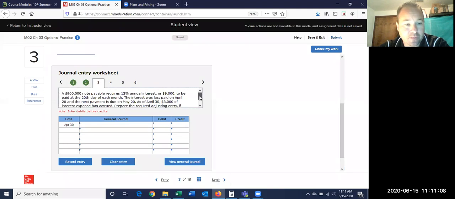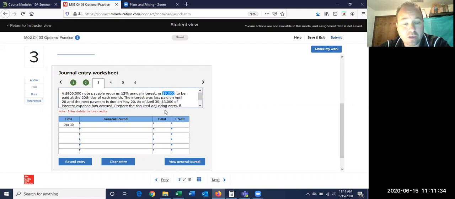Okay. Now, what this is telling us is we have a really large note payable, something that's going to be paid off over a long period of time. That's what a note means. 12% annual interest. We haven't really talked about, nor does this problem expect you to figure out how to calculate interest. So they go ahead and tell us that the interest is $9,000 every month. That's a lot of interest.